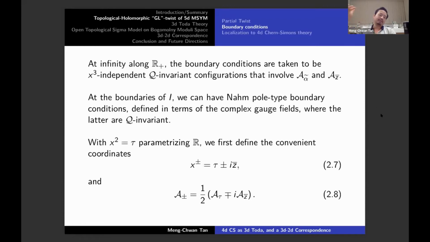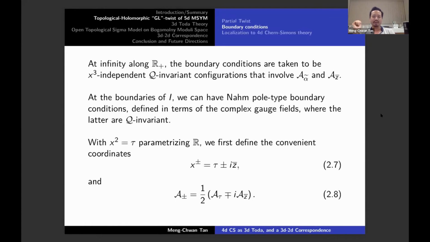So we've talked about the boundaries of R plus. Let's talk now about the boundaries of I, the other two corners here. For the boundaries of I, we can have non-pole type boundary conditions. We could choose other types of boundary conditions which are supersymmetric, but we choose non-pole because eventually we want a Toda theory. It is sort of well known by now in lower dimensional examples that if you want to get a Toda kind of theory, you ought to consider a non-pole type boundary condition, and this is what we're going to do.